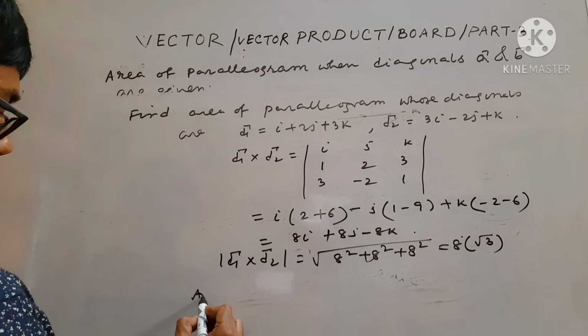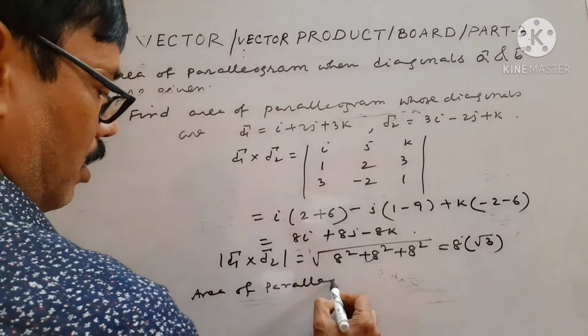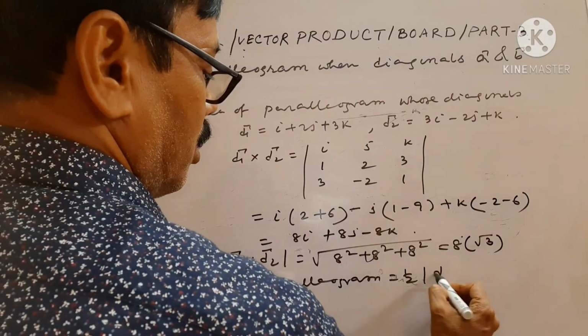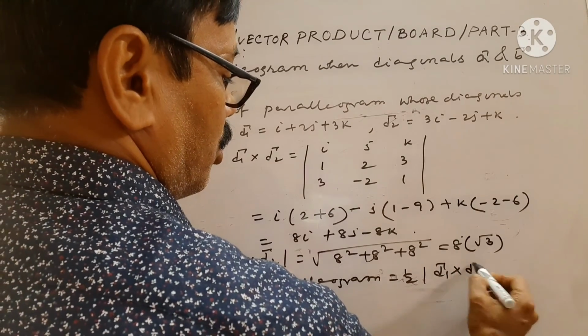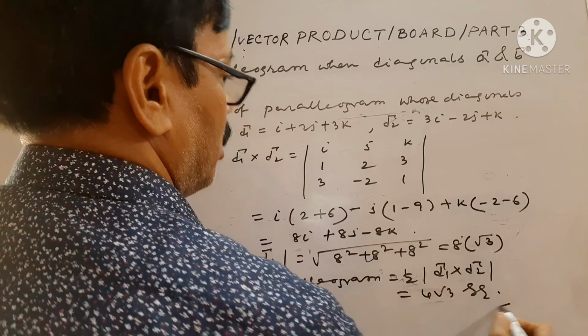So what is the area of the parallelogram? You write the formula first: half of d1 cross d2. So 4 root 3 square unit.